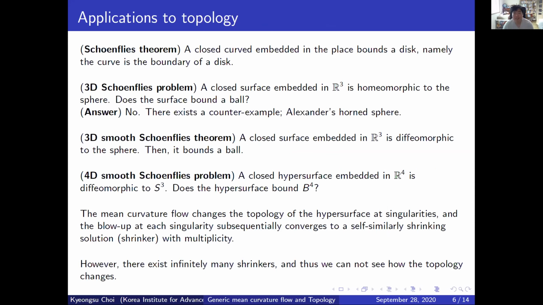Okay, now let me talk about application of the singularity analysis for topology. So the Ricci flow has been studied for the Poincare conjecture, and we still work on the four-dimensional Ricci flow for the four-dimensional smooth Poincare conjecture, which is still open. Similarly, there might be many applications of mean curvature flow, but Schoenflies' problem would be an excellent application of the mean curvature flow for topology.